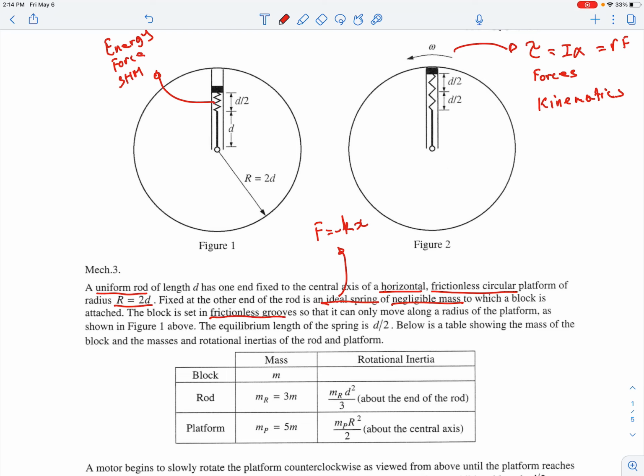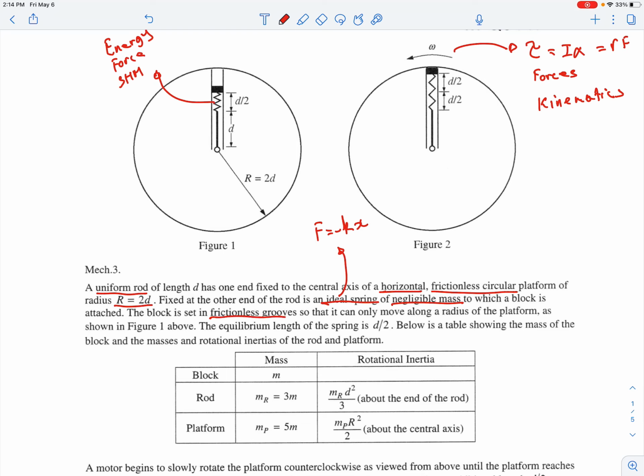All right. As the motor begins to slowly rotate, no, this is a long question, slowly rotate the platform counterclockwise, as viewed from above, until it reaches a constant angular velocity. If it's a constant angular speed, then that means the net torque is equal to 0 and the angular acceleration is 0. So this might not have anything to do with torque. Under these conditions, the spring is stretched by an additional length D over 2 as shown in the figure. All right, sweet, no problem.